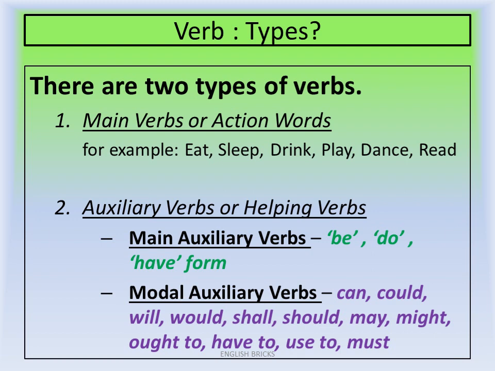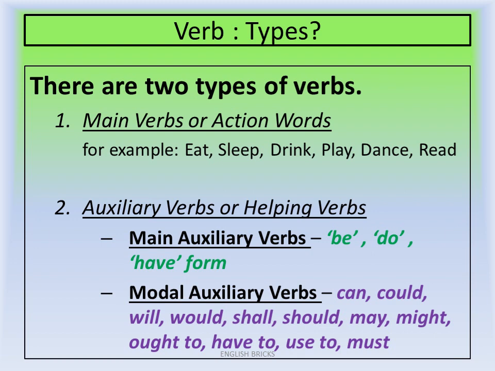For example, eat, to eat are the basic forms. Eats is the S form. Ate is the past form. Eaten is the past participle form, and eating is the present participle form. And eat is an irregular verb, while for example play, plays, played, played, and playing is a regular verb because the past form and the past participle form both end with ed. So that's a quick recap of the main verb, the action words, the regular and the irregular verbs.